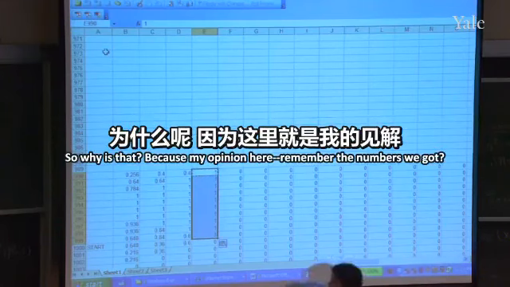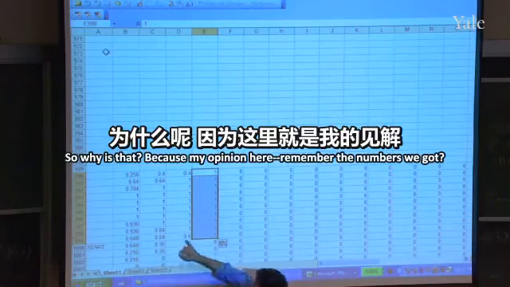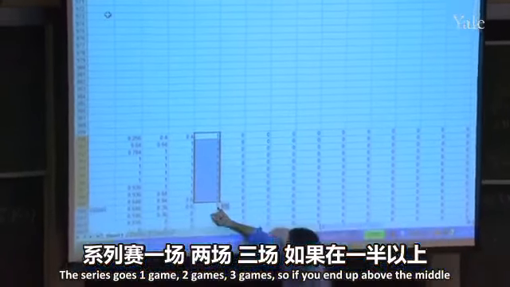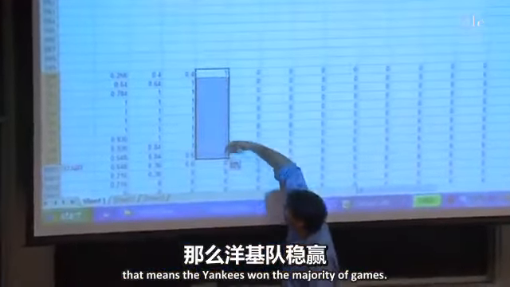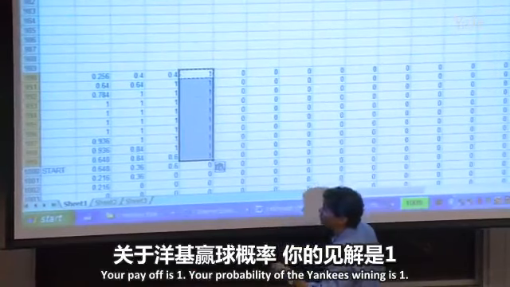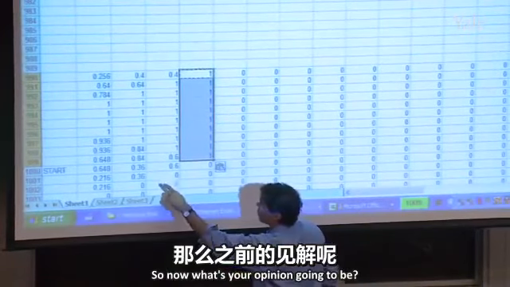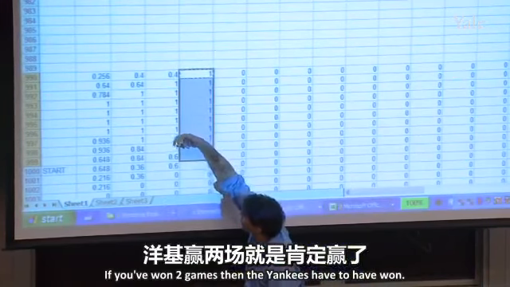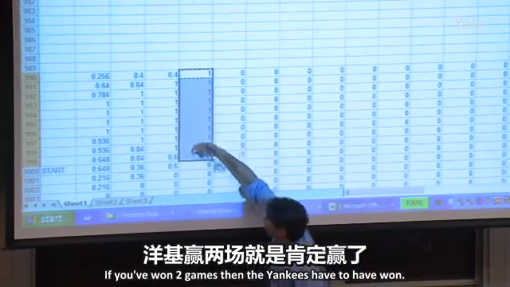Okay, so why is that? Because my opinion here, remember the numbers we got? The series goes 1 game, 2 games, 3 games. So if you end up above the middle, that means the Yankees won the majority of games. Your payoff is 1. Your probability of the Yankees winning is 1. And so now what's your opinion going to be? If you've won 2 games, then the Yankees have to have won.